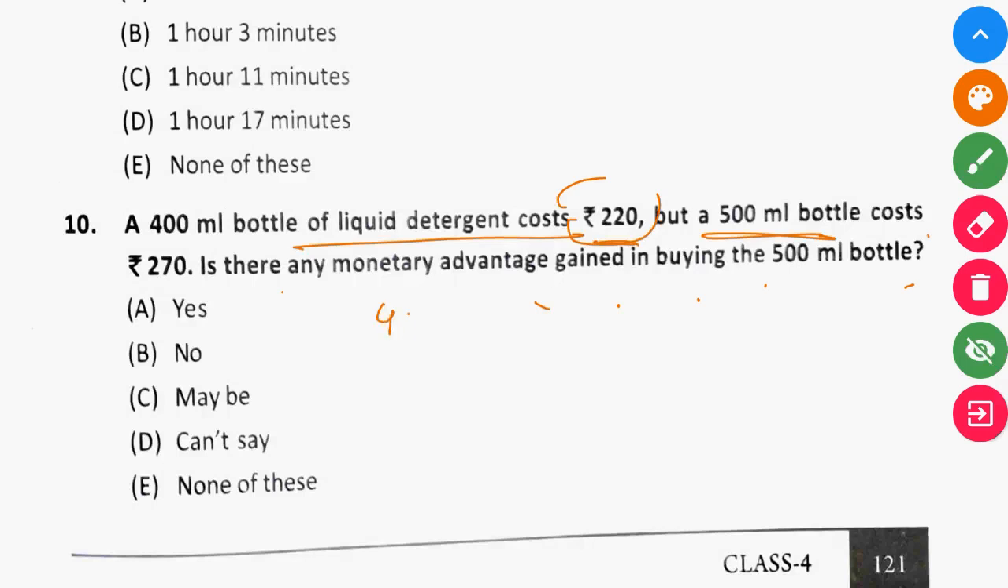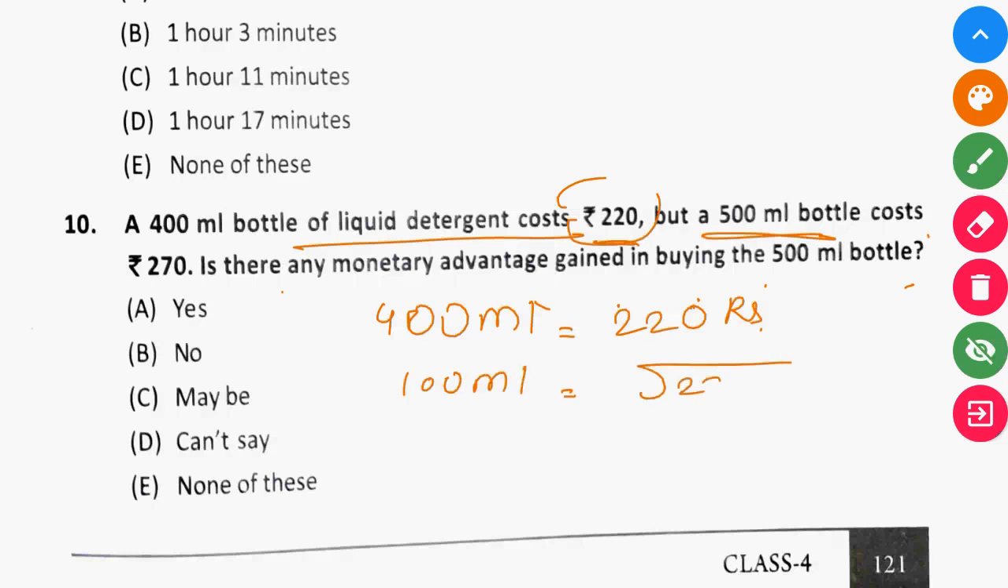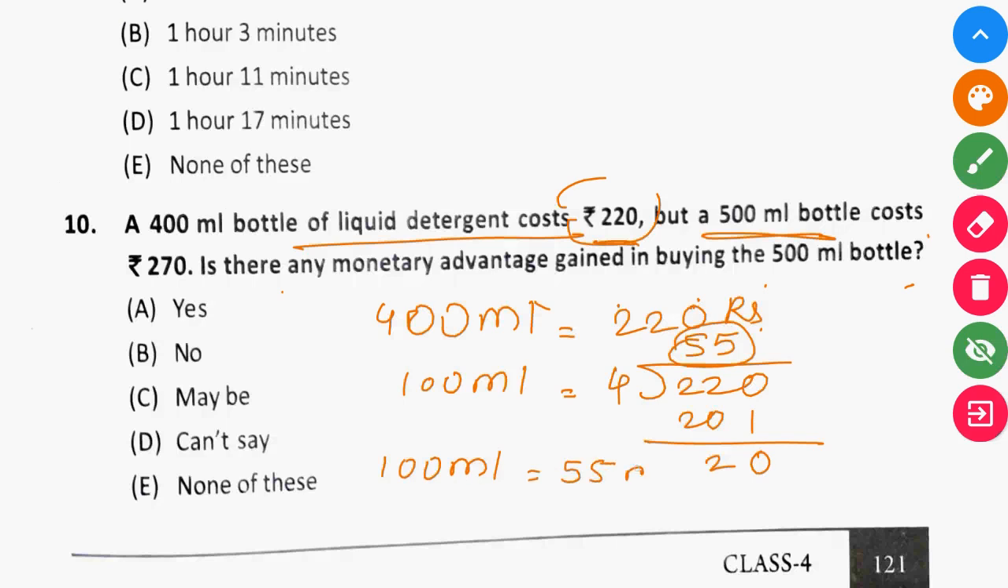So for 400 ml the cost will be 220 rupees. For 100 ml how much does he have to pay? So 220 divided by 4, 4 5s are 20, again 4 5s are 20. So he needs to pay 55 rupees for 100 ml if we buy the 400 ml bottle.